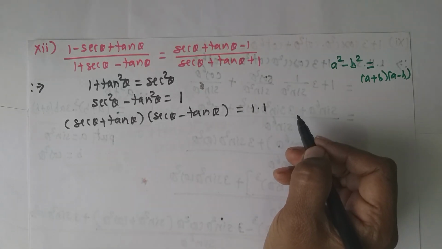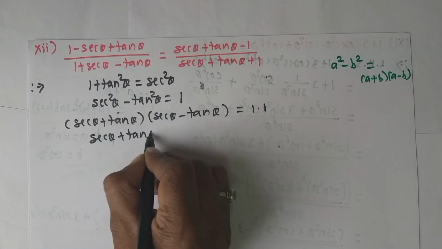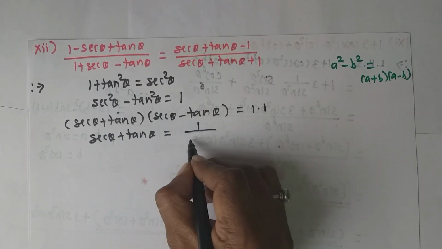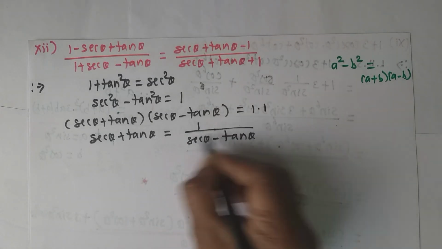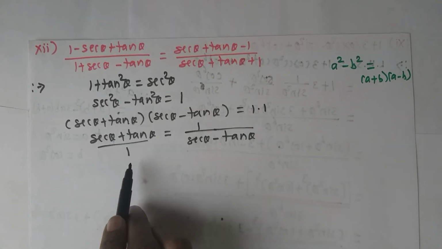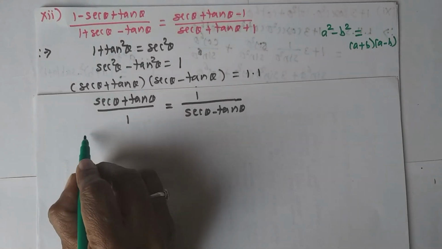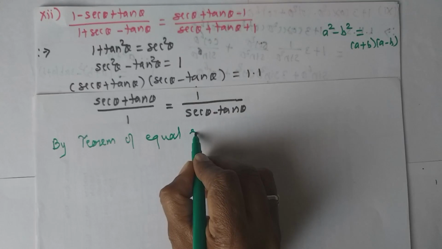Okay, now I will rearrange these terms. Keep this sec theta plus tan theta as it is on the left hand side, and I will transfer this sec theta minus tan theta to the right hand side, and this becomes 1 upon sec theta minus tan theta. And here there is 1 in the denominator. Now here we will use one of the formulas which you have learned in your previous class, that is the theorem of equal ratios. You write down here, by theorem of equal ratios.